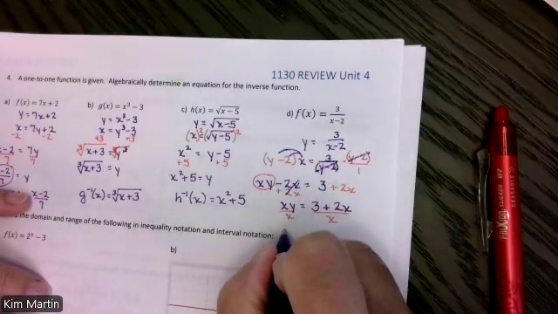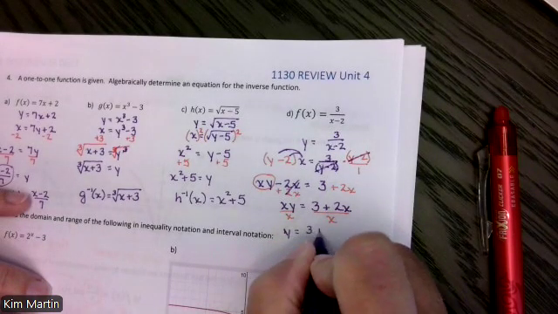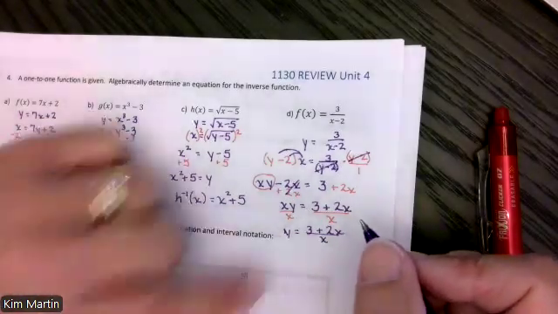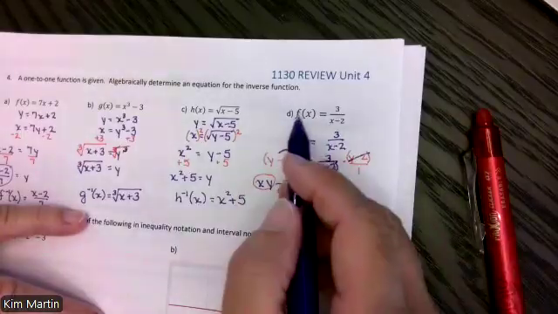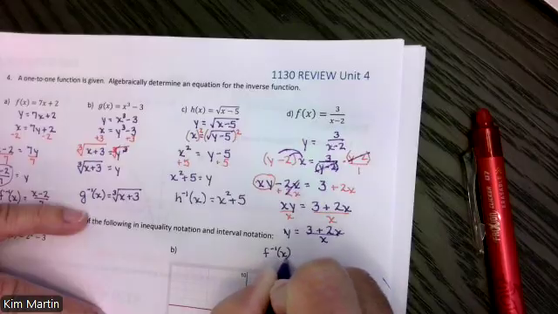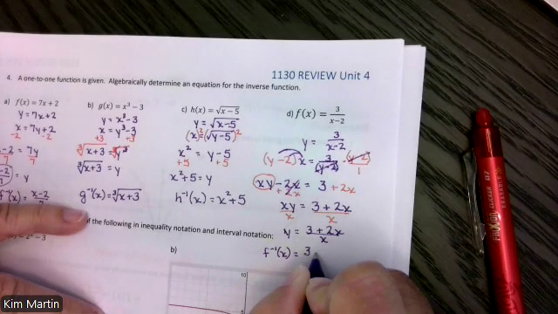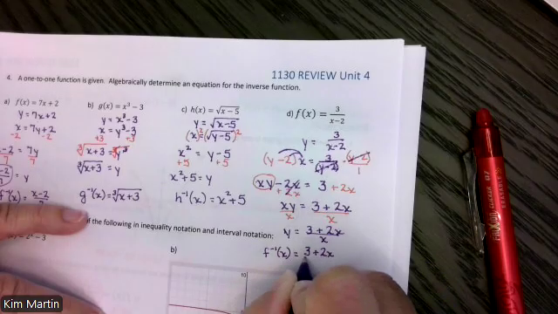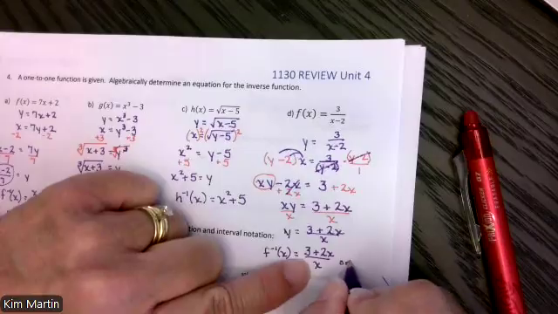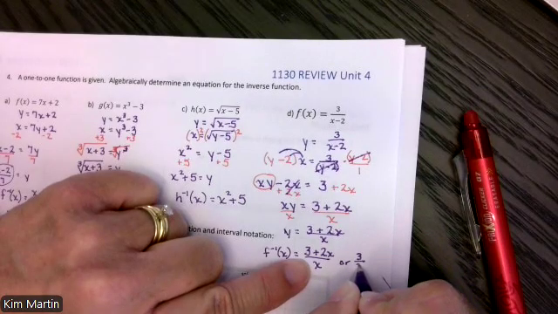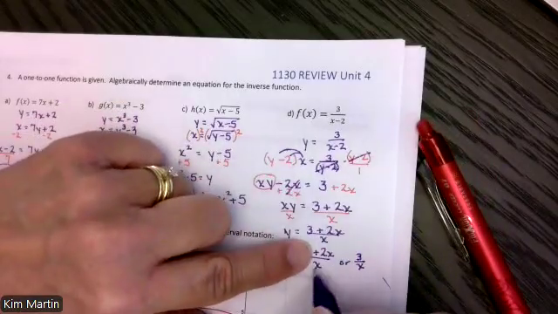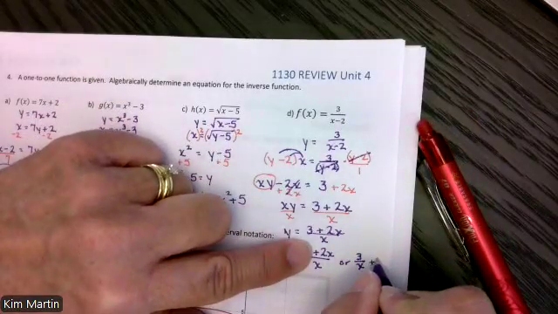So we are going to get y equals 3 plus 2x over x. We're going to use the correct notation, which is called f. So we found the inverse of f is equal to 3 plus 2x over x. You could write this as 3 over x, because that's what that gives us right there. And that would simplify to just 2.